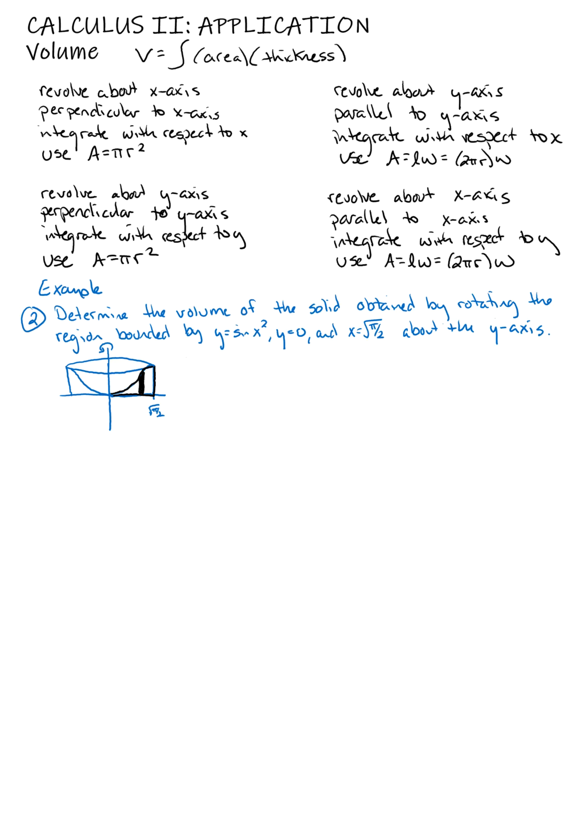I want to go over an example where we find the volume of a solid of revolution. Remember, when doing these, the volume is equal to the area times the thickness. Now let's determine the volume of the solid obtained by rotating the region bounded by y equal to sine of x squared, y equal to 0, and x equal to the square root of pi over 2 about the y-axis.